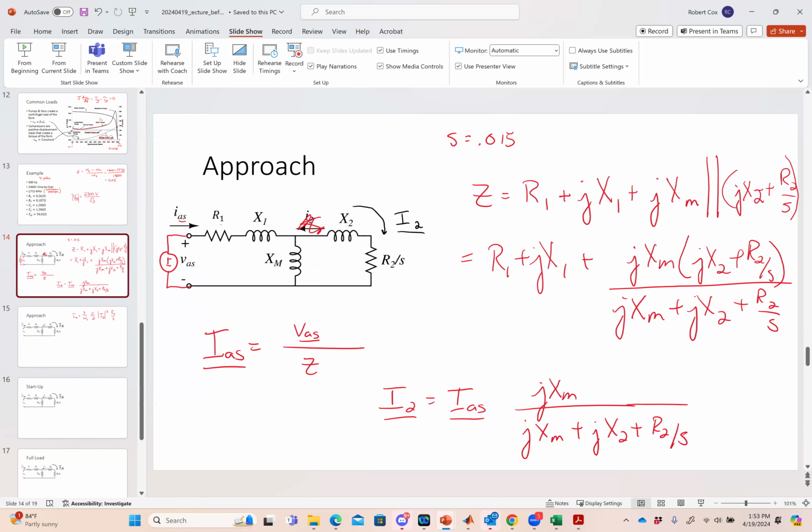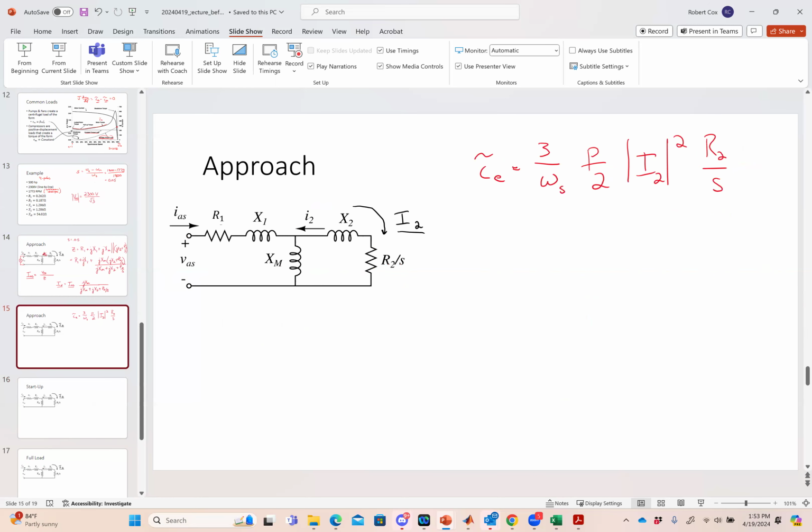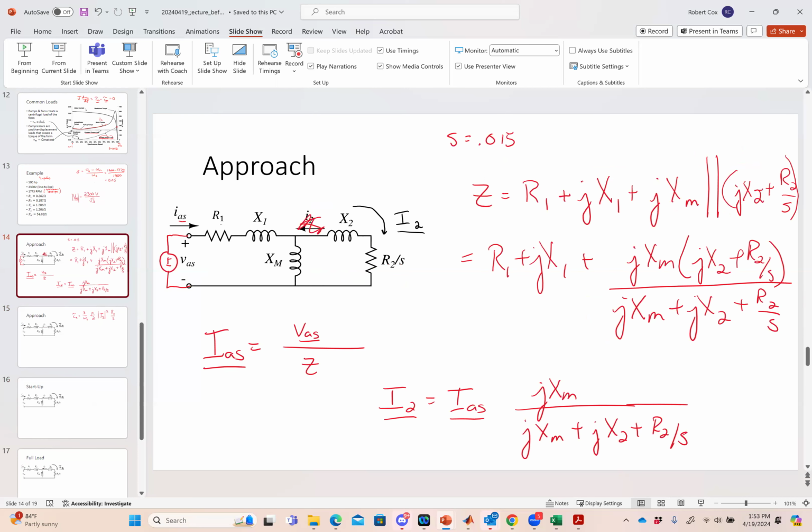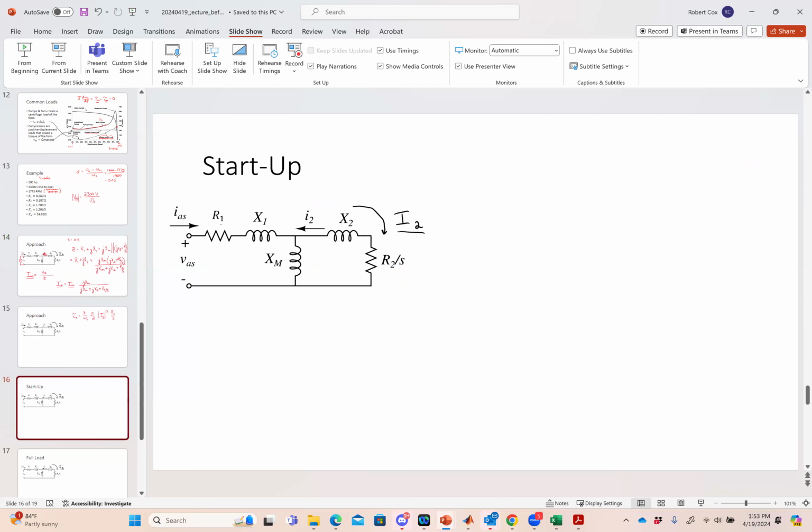Now, what I often do is step back for a second and look at this right here. We derived a bunch of math there. I want to think intuitively. What's going to happen to this machine at different conditions? So startup: what's the speed at startup? 0. Easy question. Omega m is equal to 0. Slip is omega s minus omega m divided by omega s. What's slip at startup? 1. Okay, 1.